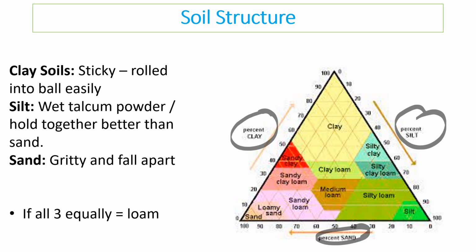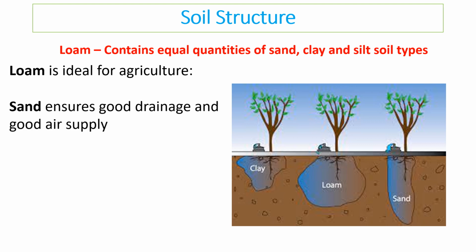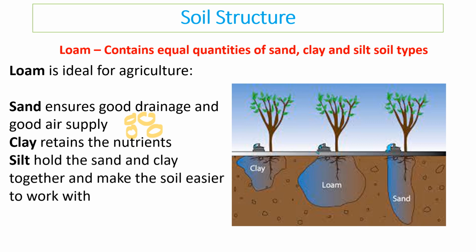Now, perfect conditions for us would be to have all three equally, which is something called loam: equal quantities of sand, clay, silt soil types. Loam is ideal for agriculture because it has different properties of all of them. The sand allows good drainage and a good air supply, because if you remember sand, we said the soil particles aren't close together, so therefore you've got lots of air spaces. The clay retains nutrients because it's got lots of micropores between it which hold on to nutrients, and the silt holds the clay and sand together and allows it to work easier when you use it.